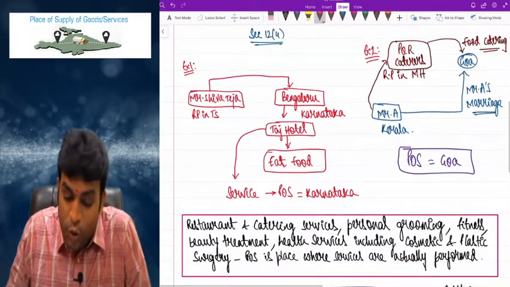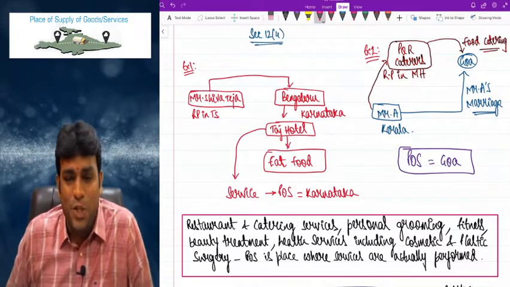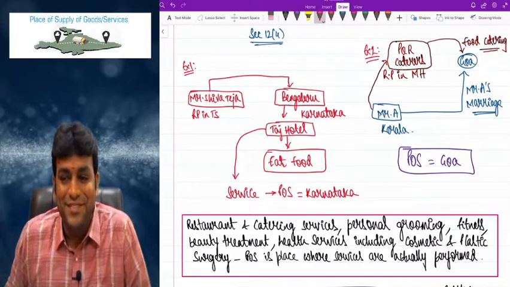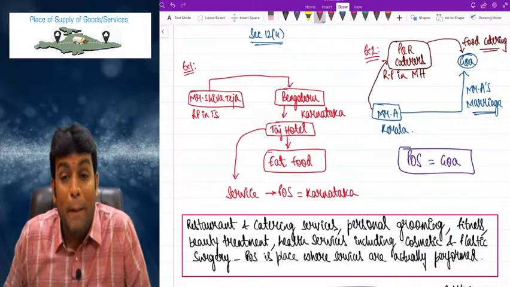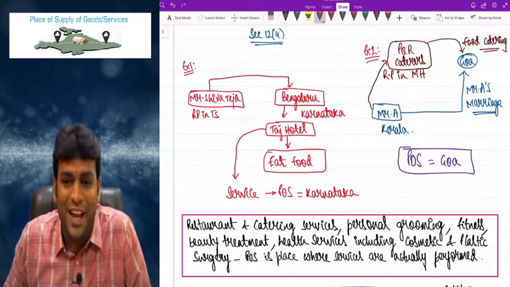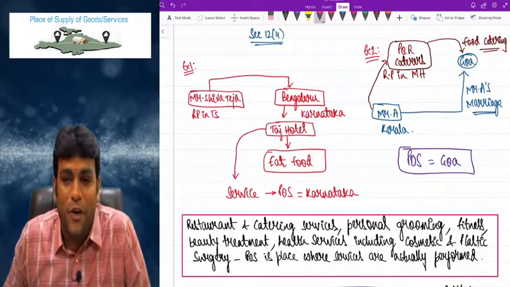I want this in your notes right now with all the 3 examples. Start writing. Section 12(4). In case of restaurant and catering services, personal grooming, fitness, beauty treatment, health services, including cosmetic and plastic surgery, place of supply is the place where services are actually performed.